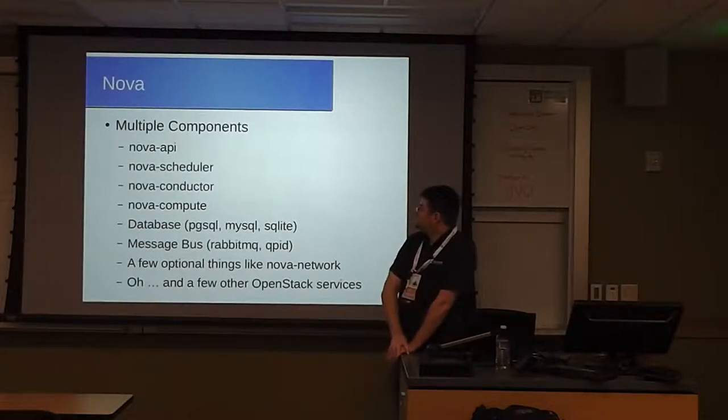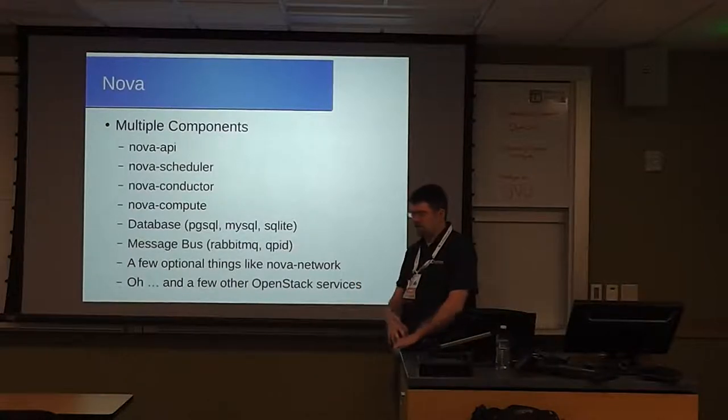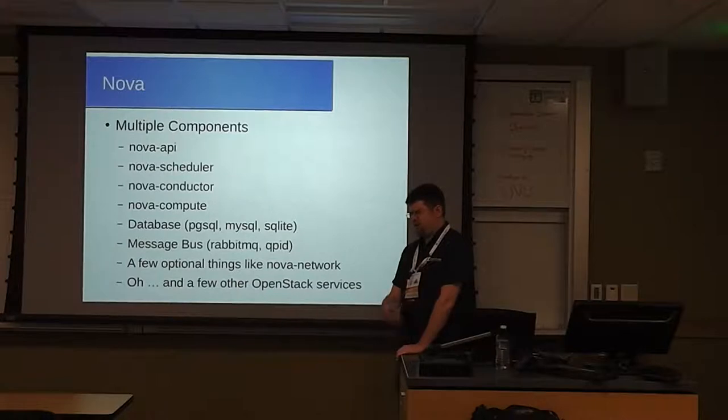Nova API, Nova Scheduler, Nova Conductor, Compute. You've got to have a database, you've got to have some kind of message bus. There are some optional things. You don't have to use Nova Network, you can use Quantum, or the other way around. You don't have to use Swift, which is the object store as a service, which is kind of like Amazon S3, API compatible with Amazon S3 even. That you don't have to use, but you can if you want to.